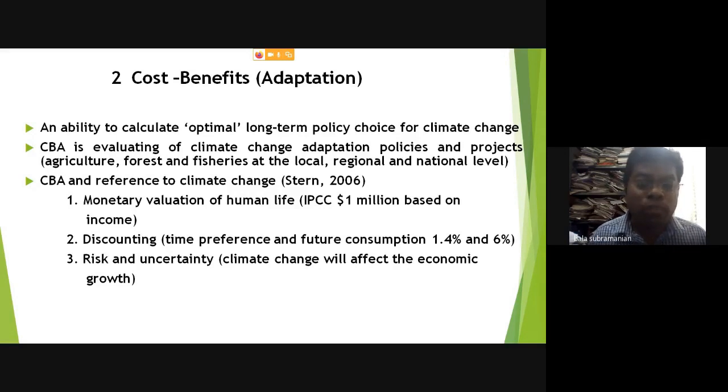If a person works in industry in a developing country, at most they can get 1 lakh per month. This is too much money. So it depends upon the income. The IPCC gave a monetary valuation that we have to estimate for each person working in industries. They put it at 1 million US dollars based on income.